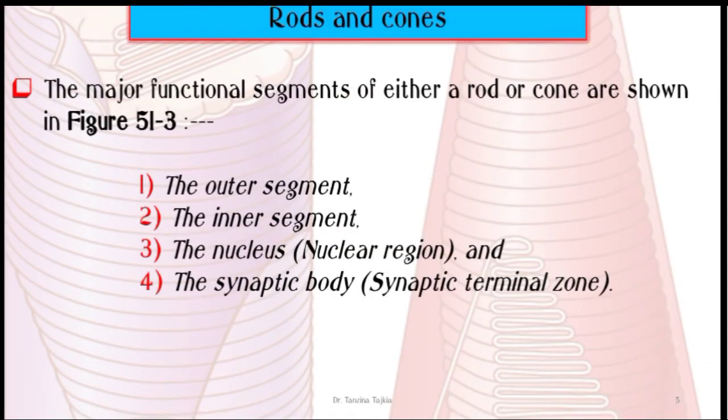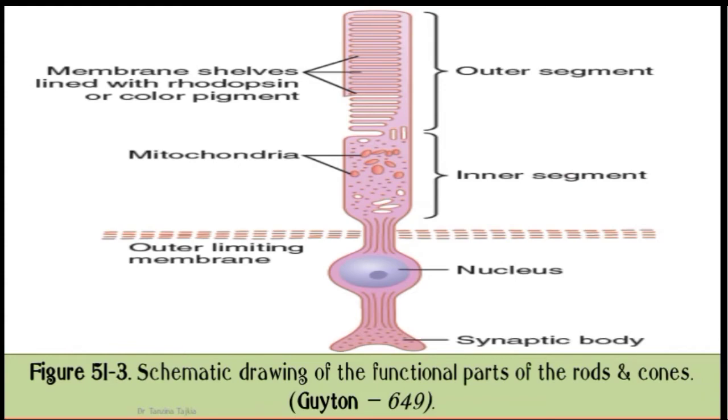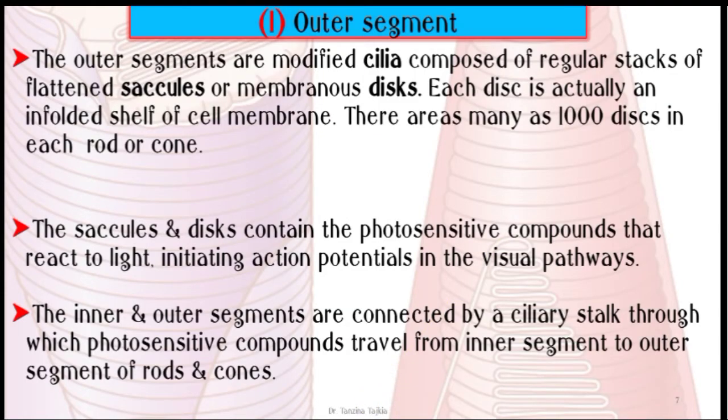The functional segments of rods and cones are the outer segment, inner segment, nucleus, and synaptic body. This is the figure taken from Guyton. At first, the outer segment: these are modified cilia composed of a regular stack of flattened sacculi or membranous discs. Each disc is actually an infolded cell membrane. There are as many as 1000 discs in each rod or cone. The sacculi and discs contain the photosensitive chemicals which react to light and initiate action potentials in the visual pathway.